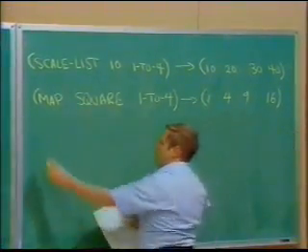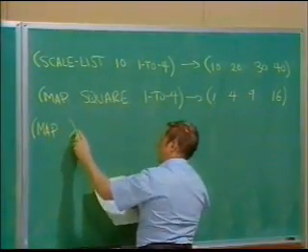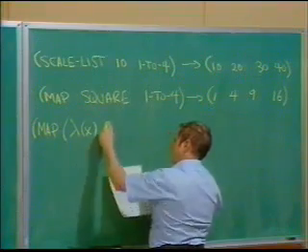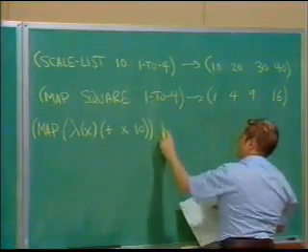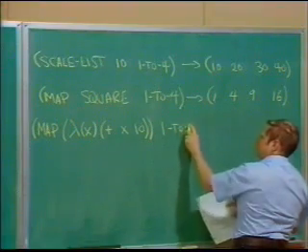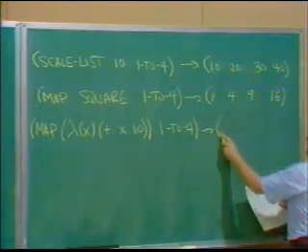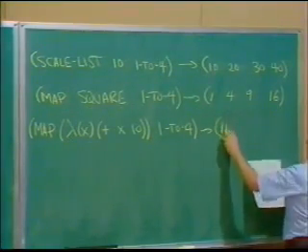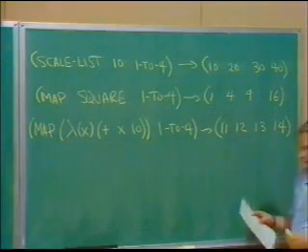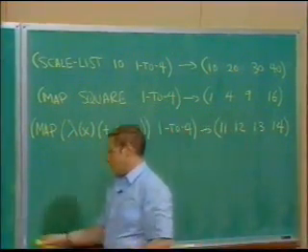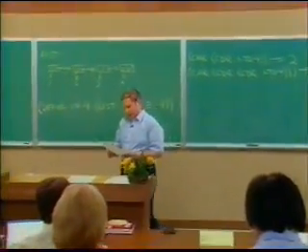Or if I said map down this list lambda of x, plus x 10, if I map that down 1 to 4, I'd get the list where everything had 10 added to it. So I get 11, 12, 13, 14. And you can see that's going to be a very, very common idea, doing something to every element in the list.